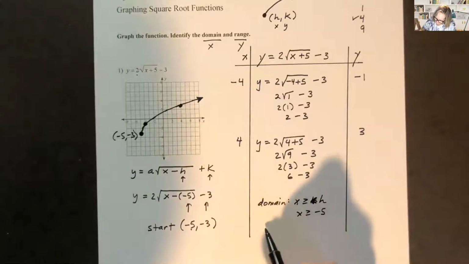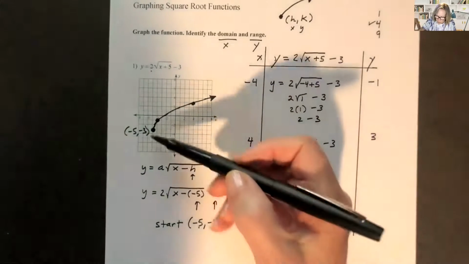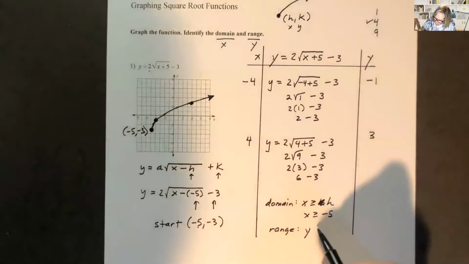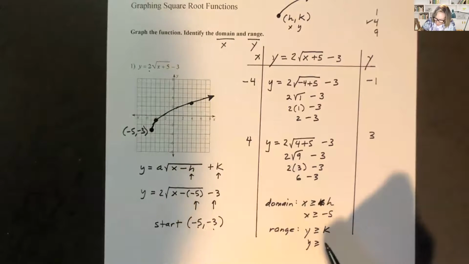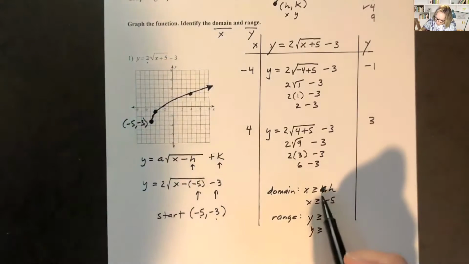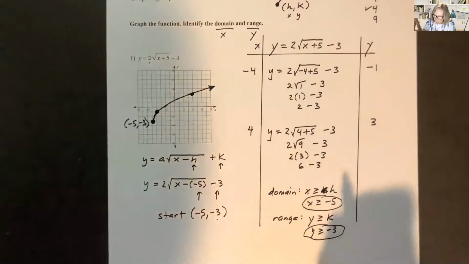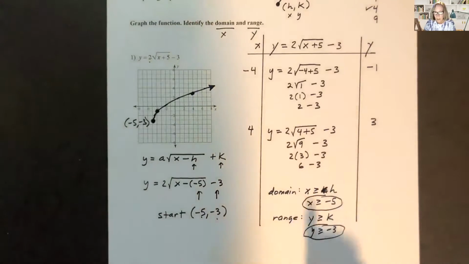That's horizontally. The range is looking at the y values vertically. So notice this never goes below negative 3. Y is going to be greater than or equal to the k value, which is the negative 3. So y is greater than or equal to negative 3. So after you've graphed, when you look at your graph, you'll see that it's all based on this starting point, your domain and range.